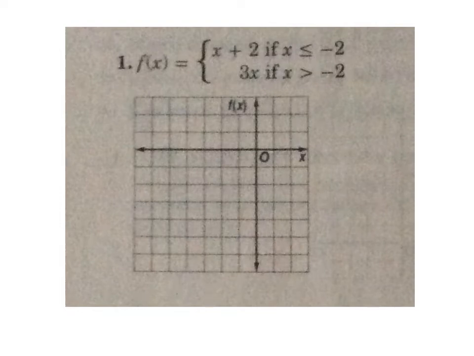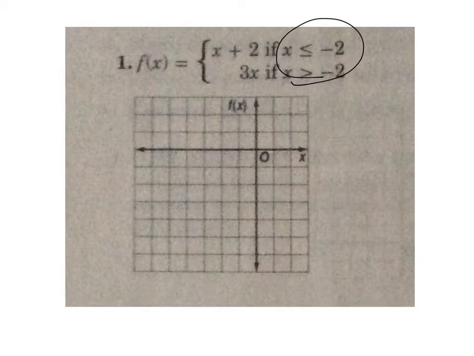All right, so let's look at the first example from this sheet. We have f of x equals x plus 2 if x is less than or equal to negative 2, and f of x equals 3x if x is greater than negative 2. As we talked about in class, anytime we deal with a piecewise function, we really want to start by looking at what's going on when it shifts from the one function to the other. And for this one, that happens when x is negative 2.